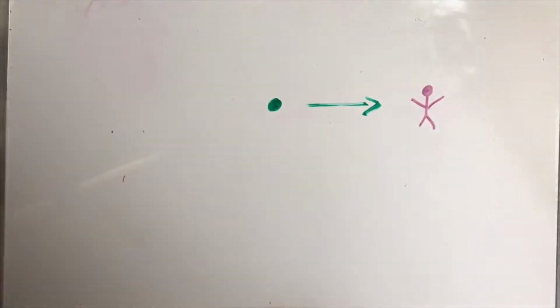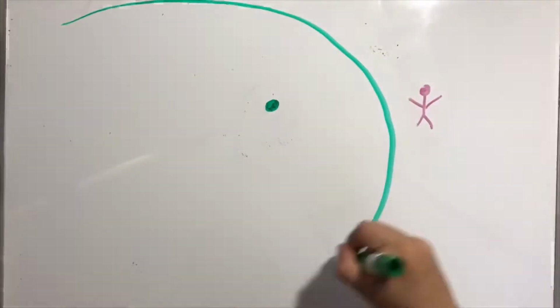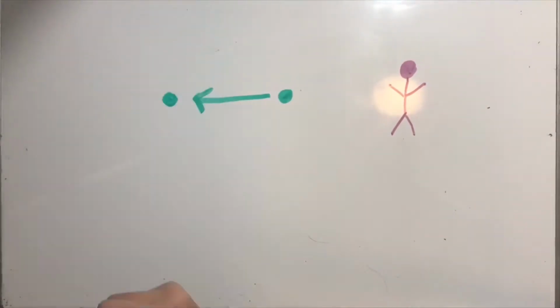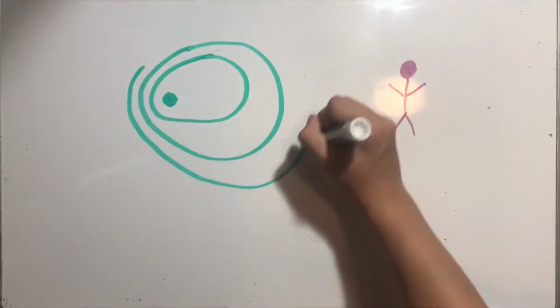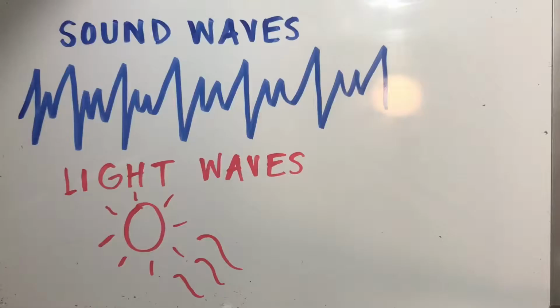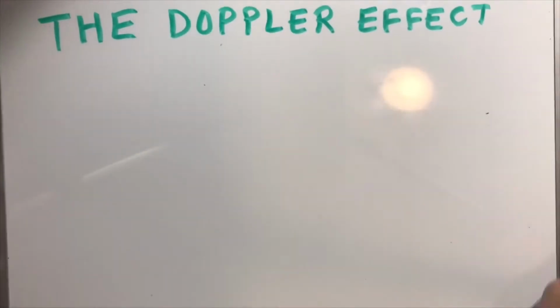When an object moves towards the stationary observer, the waves around it begin to compress. And when an object moves away from a stationary observer, the waves around it begin to spread out. The Doppler effect was discovered in 1803 by Austrian physicist Christian Doppler, and it can be applied to all types of waves. It may be best explained by example.